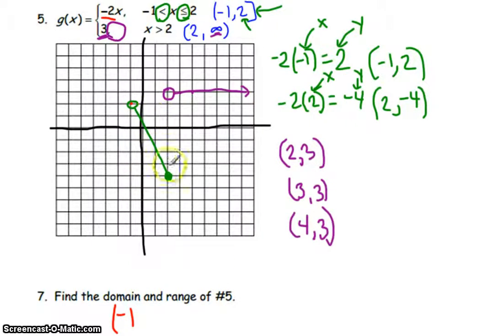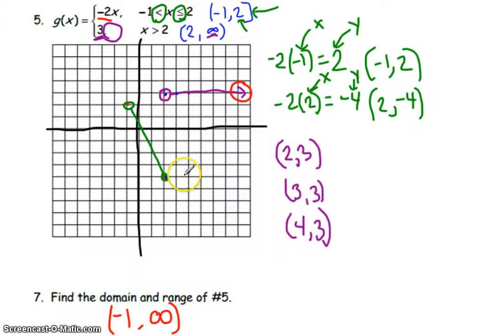And then my furthest point is right here on my green. However, it continues. And so it will be right here, which is my infinity, which will also be excluded because you can never reach infinity.